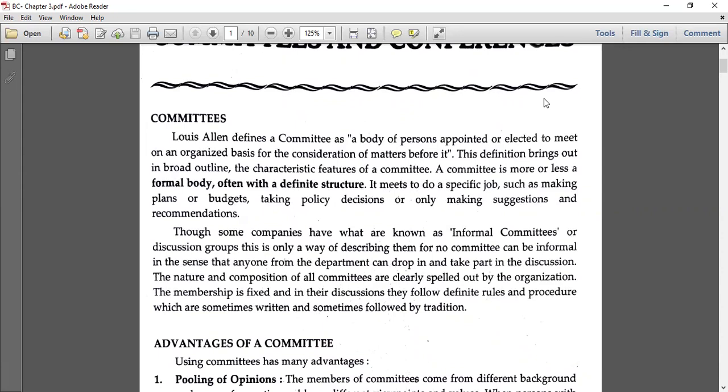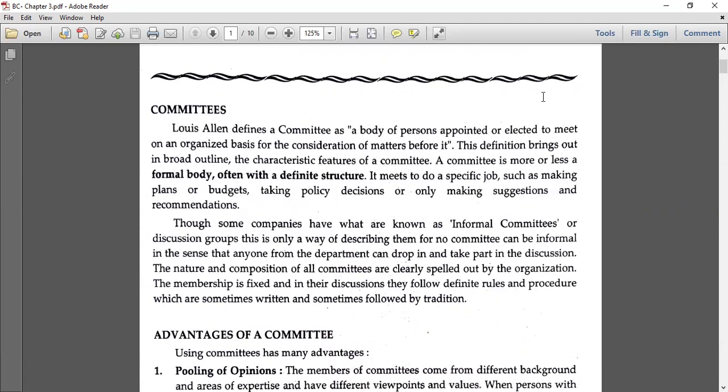Some companies have what are known as informal committees. Some committees are formal, some are informal or discussion groups. This is only a way of describing them, for no committee can be informal in the sense that anyone from the department can drop in and take part in the decision. Definitely, even though we are talking informally, no committee can be that informal, because only members of the committee can commit to the decision and not people outside the member body.